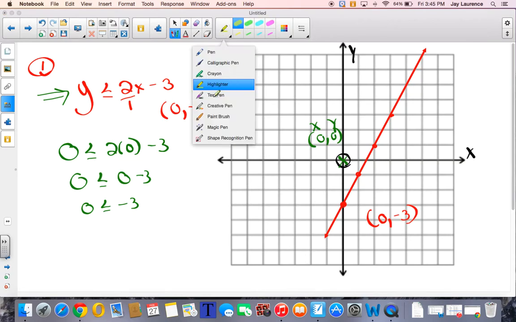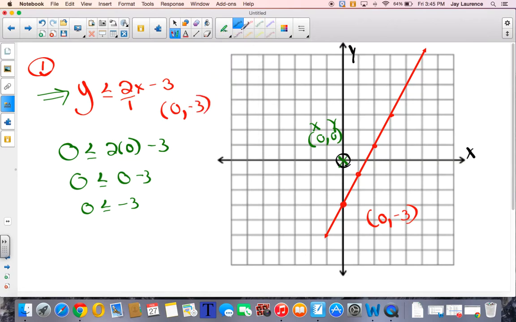Ooh, maybe I'll use some crayon for this. Where's my crayon? Get my crayon out. Yeah. So I'm going to come over here, and I'm going to shade.